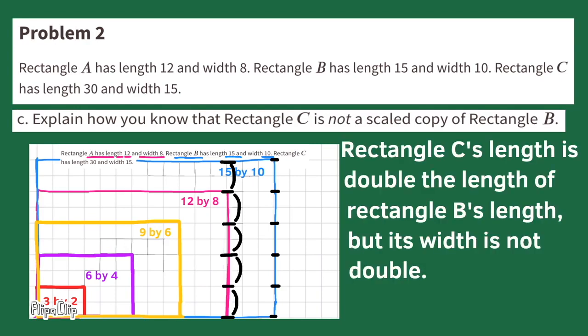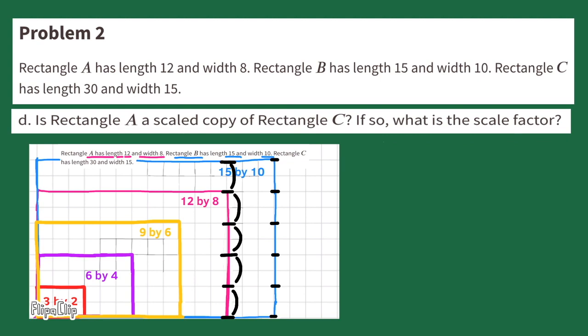Rectangle C's length is double the length of rectangle B's length, but its width is not double. And that's how I know that rectangle C is not a scaled copy of rectangle B. D. Is rectangle A a scaled copy of rectangle C? If so, what is the scale factor?